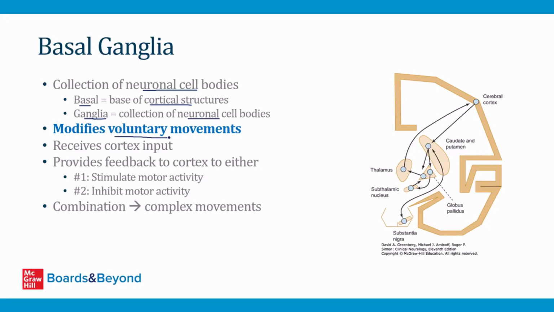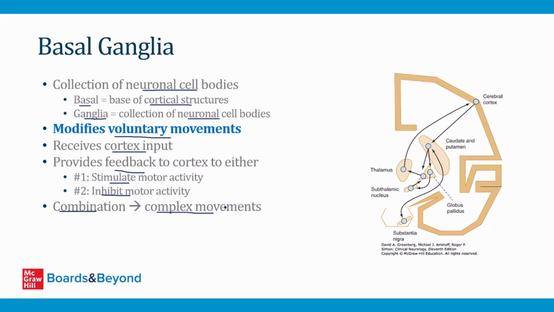We'll talk about exactly how this occurs in this video, but the big picture idea is that the basal ganglia receive input from the cortex when the cortex wants to carry out a complex movement. And then the basal ganglia provide feedback to the cortex, telling it to either stimulate certain motor activities or inhibit other motor activities. And the combination of this feedback from the basal ganglia is how we carry out complex movements.